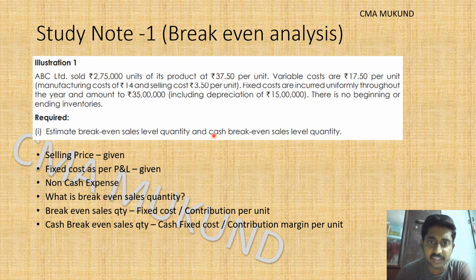But here the cash break-even sales quantity is asked. So if the non-cash expenditure is 15 lakhs out of 35 lakhs, the cash expenditure is going to be 20 lakhs, which is 35 lakhs minus 15 lakhs, 20 lakhs. So when you divide 20 lakhs, which is the cash fixed cost, by the contribution margin per unit of 20 rupees, which we discussed earlier, you will get the cash break-even sales quantity.